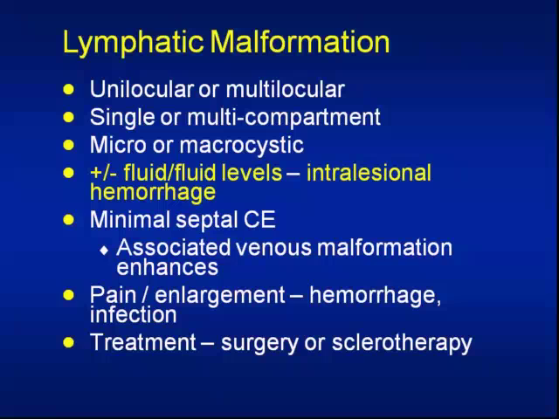So you have blood products within the cyst, you have fluid levels within the cysts, and if you see either a unilocular or a multilocular cystic mass with intralesional hemorrhage, it's almost always going to be a lymphatic malformation. The lymphatic portion may have minimal septal enhancement, a little bit of peripheral enhancement, but intrinsically should not enhance.